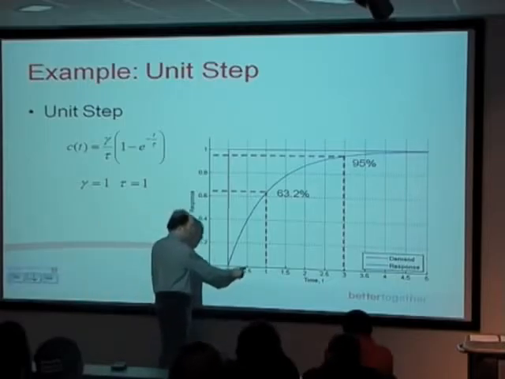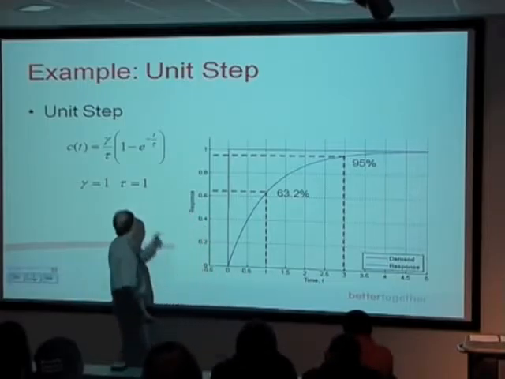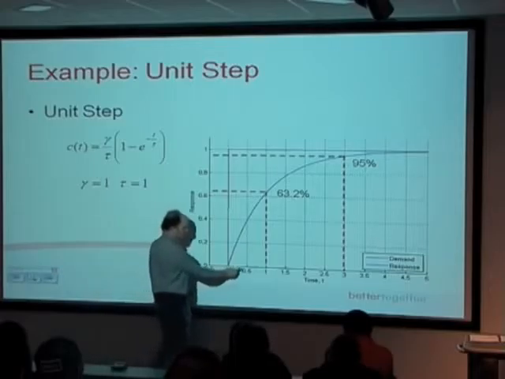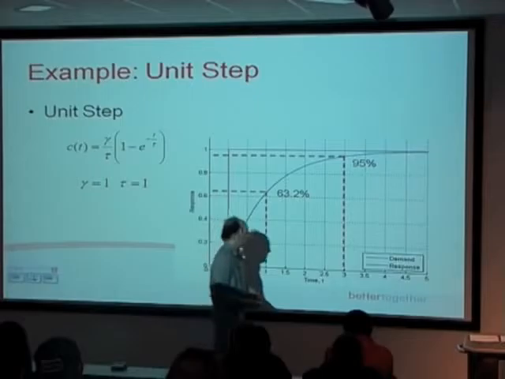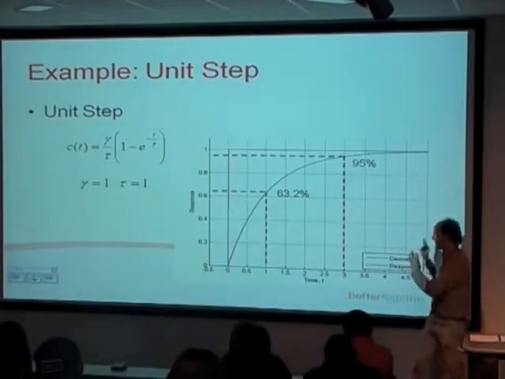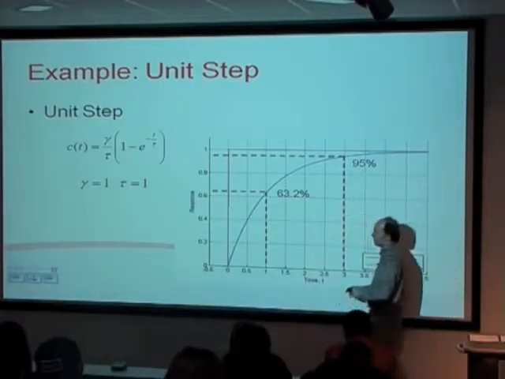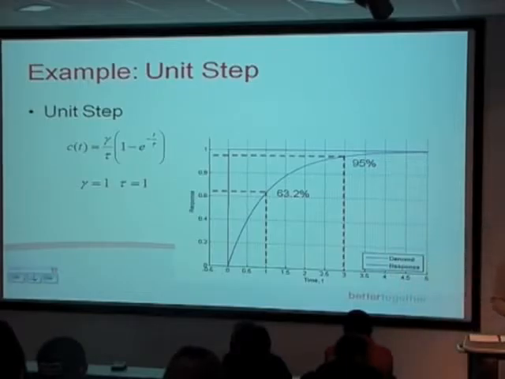Let's say that tau is 0.05, then obviously within half a second I'd be all the way there, yeah? That makes sense. And so you're basically compressing this down as tau tends to 0.